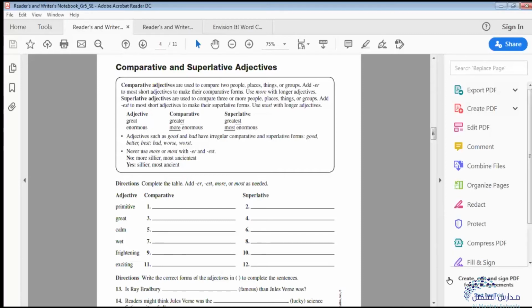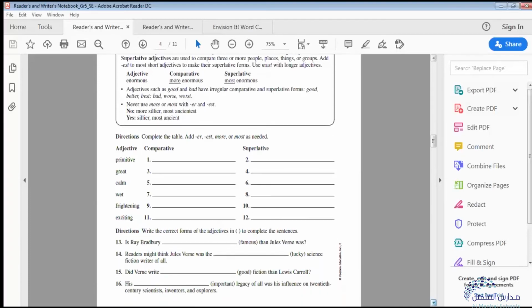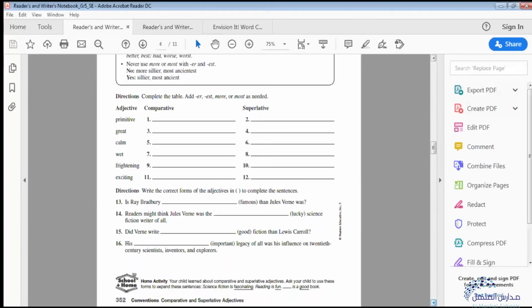Let's see this exercise quickly and have a practice. It says complete the table. Add er, est, or you add more or most as needed. Primitive, the comparative is what? More primitive, most primitive. Great, calm, wet, frightening, exciting. And number 13, we write the form of the adjective in brackets. In other words, the adjective in bracket, put it in the correct form.